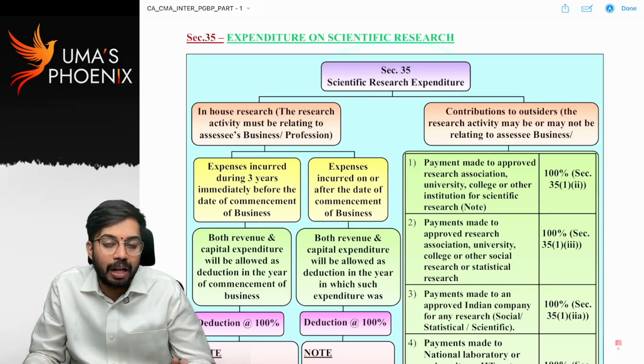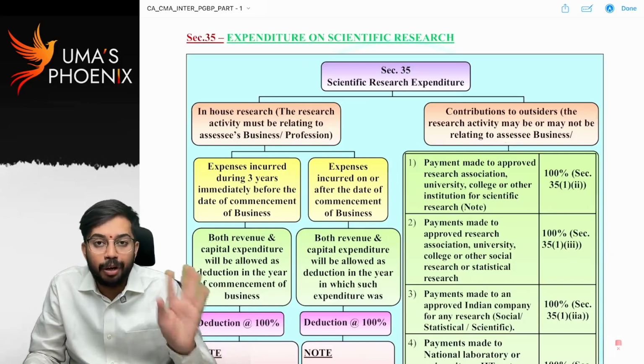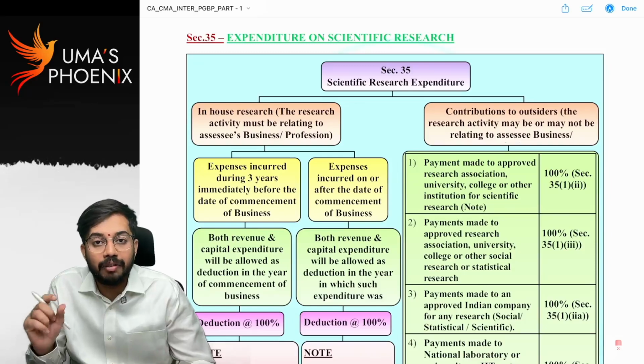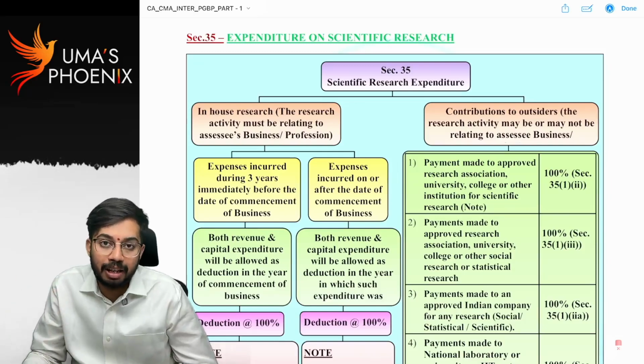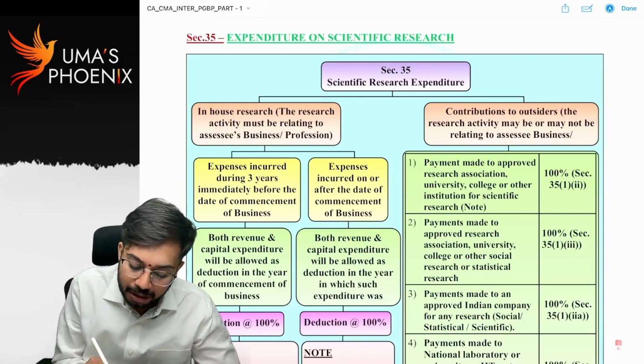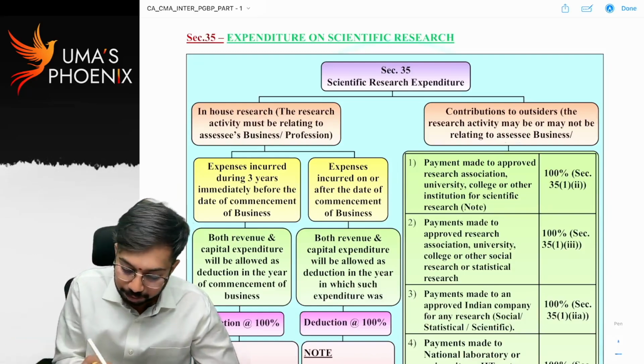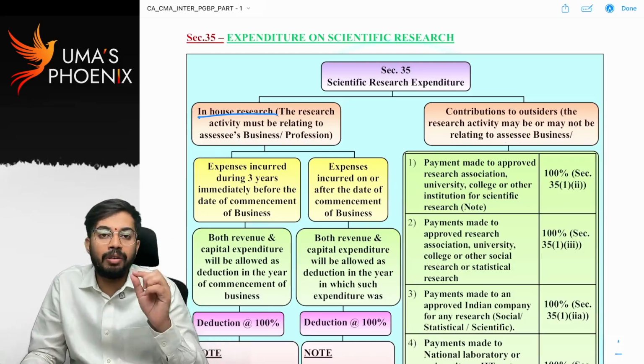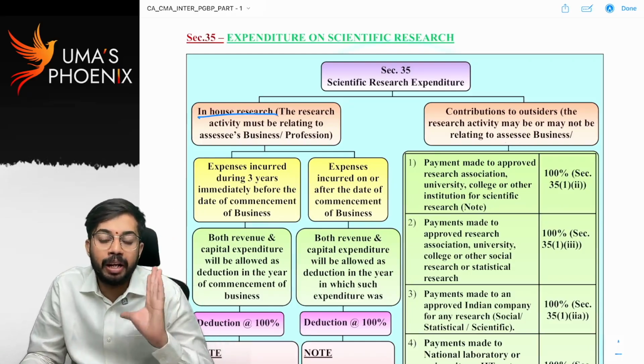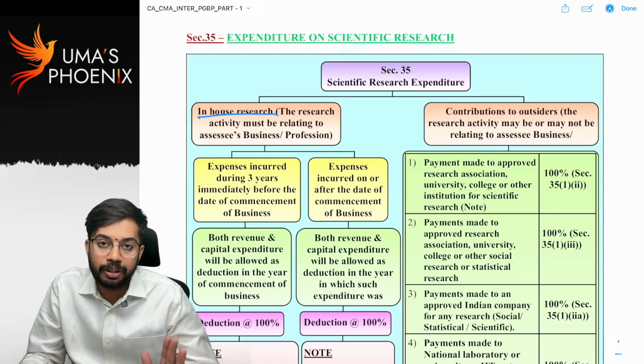Not only in-house scientific research expenditure, even if any donation is given, such donation given for scientific research is also allowed as deduction under section 35. First, let us discuss in-house scientific research. Whatever the in-house scientific research is, that should be related to the assessee's business or profession. Then only in-house scientific research expenditure is allowed as deduction.